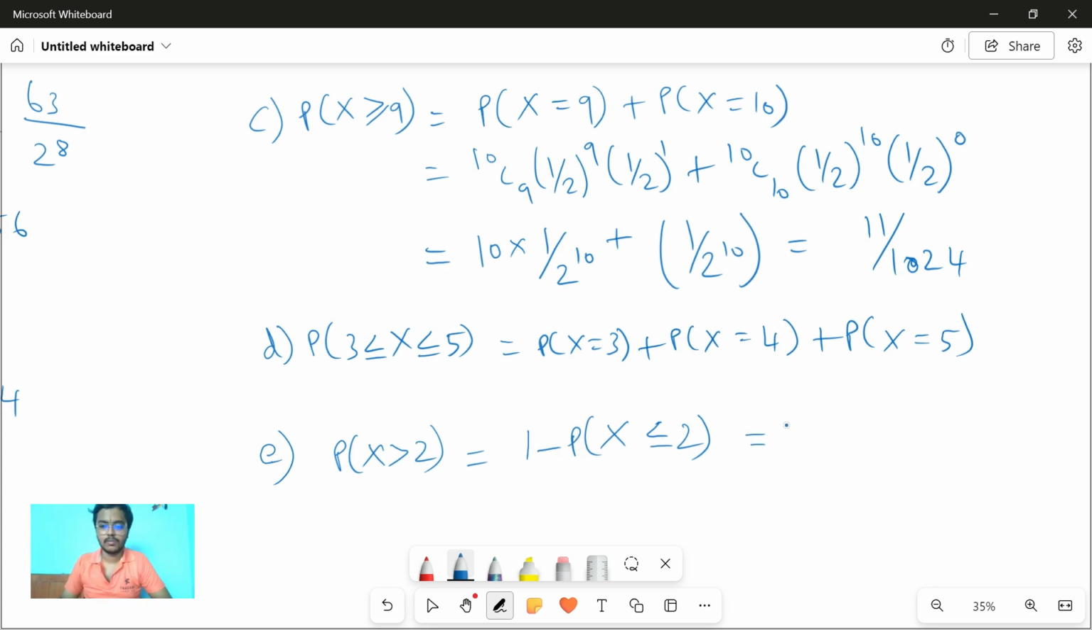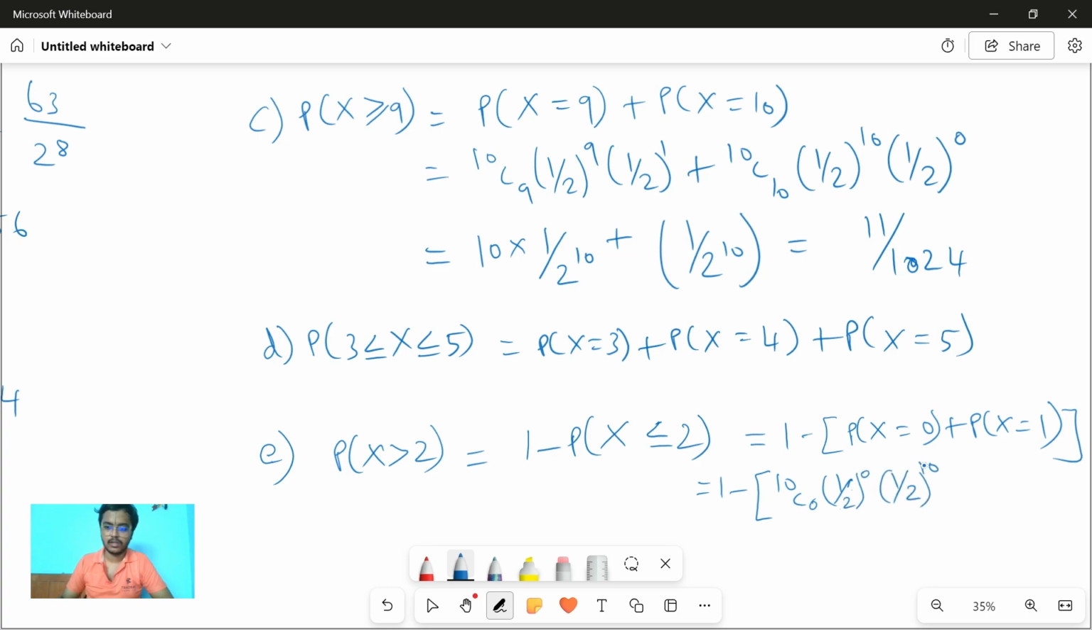So this will be 1 minus P of X equal to 0 plus P of X equal to 1. Understood? Now, so this will be 1 minus 10C0, 1 by 2 power 0 into 1 by 2 power 10, plus 10C1, 1 by 2 power 1 and 1 by 2 power 9. Correct?